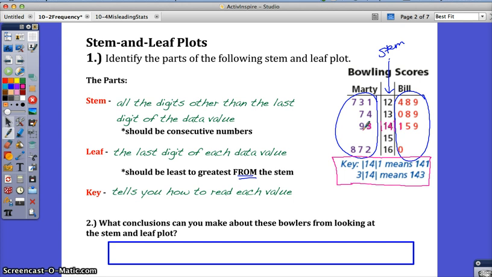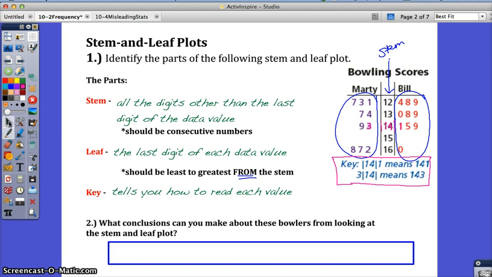What conclusion can you make about these two bowlers from looking at the stem and leaf plots? There's a couple things you could say here. You might say, I noticed that neither one of them scored in the 150 range. That would be fine. You could say that Marty might be a little bit of a better bowler because Marty has 3 higher scores than Bill. Marty scored 162, 167, and 168. Bill's highest score was 160.